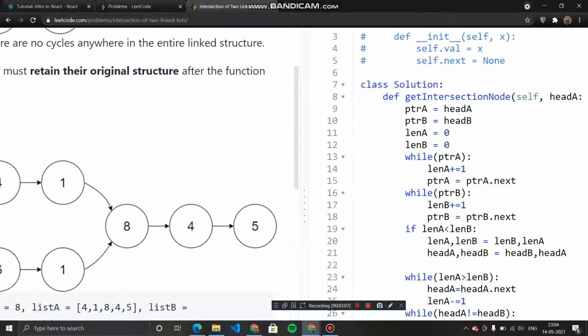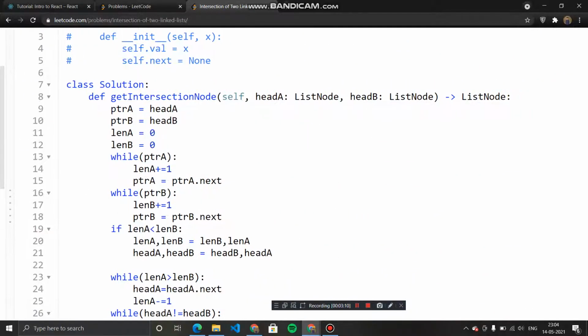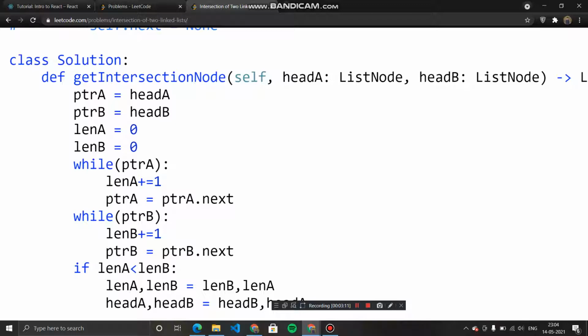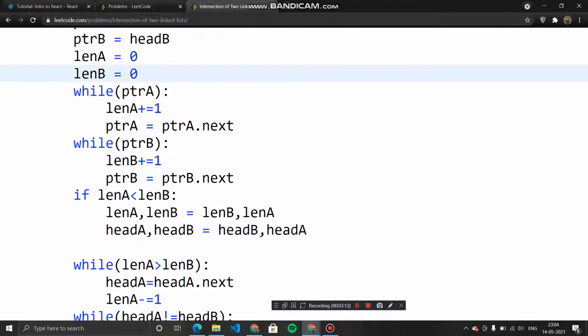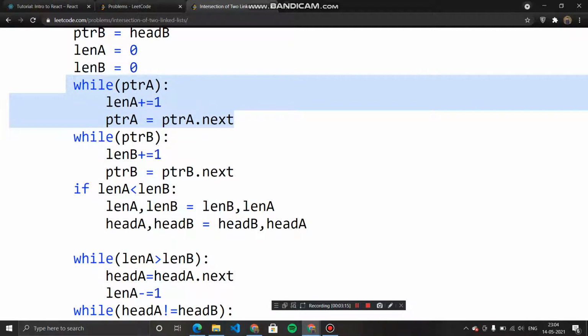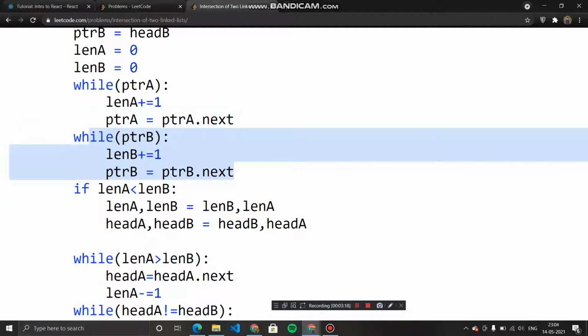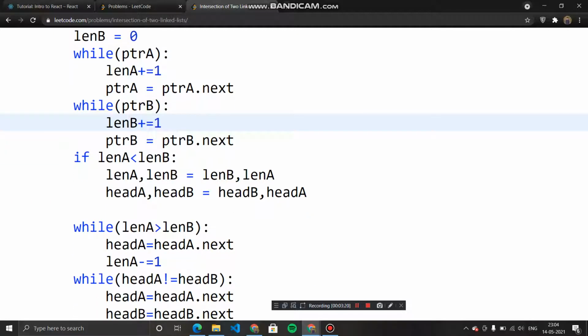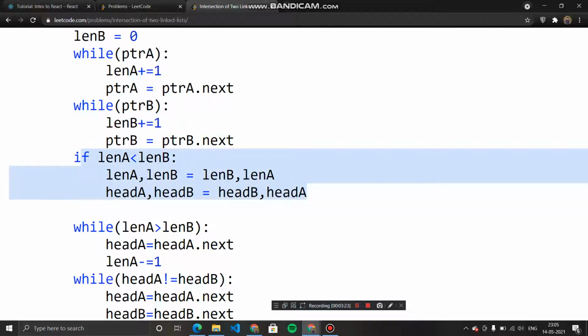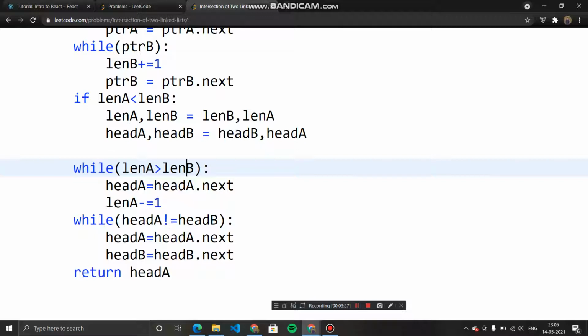Coming to the solution part, first we are calculating the length of A and B. Just calculate the length of A, just calculate the length of B, and if the length of A is less than B, then we swap them. Basically we want the length of A to be greater than the length of B, or else we have to create two if-else parts.